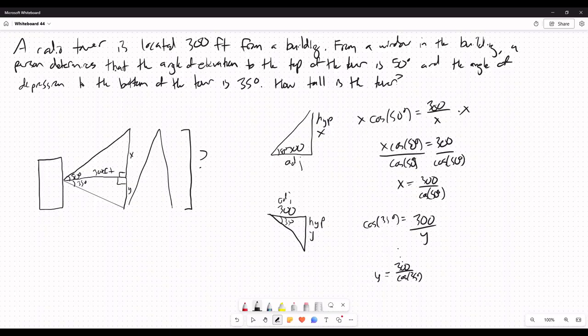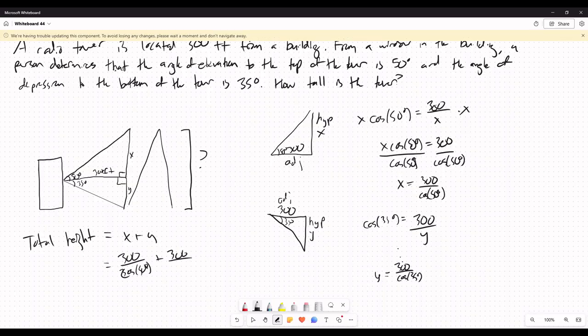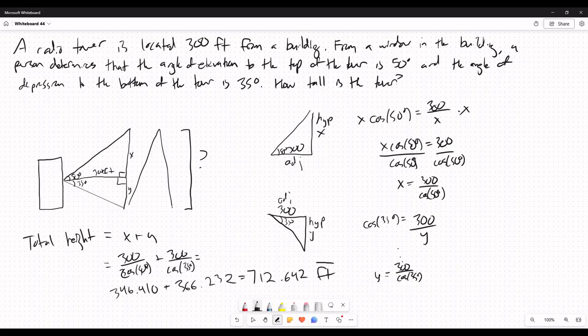So let's put that together. My total height should be x plus y, but we just found what x and y were. We found that x was 300 over cosine of 50. And then we found that y was 300 over cosine of 35. Let's go ahead and add those together. And we end up getting a total value of 712.642 feet.